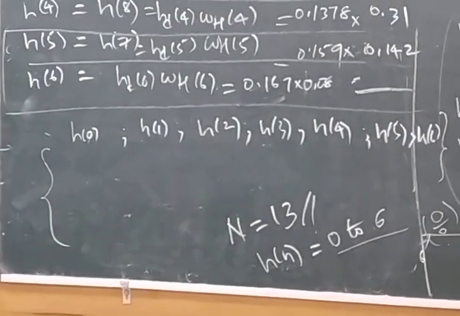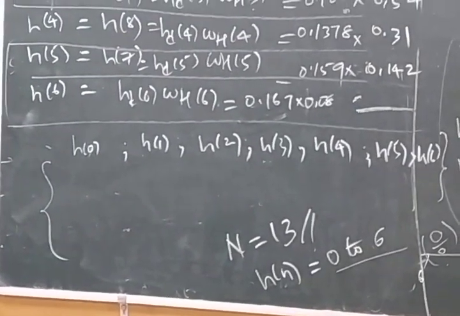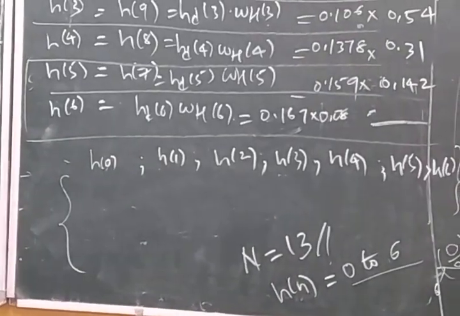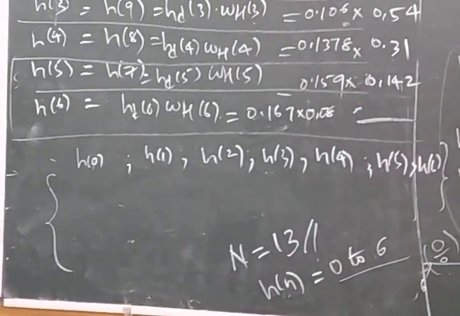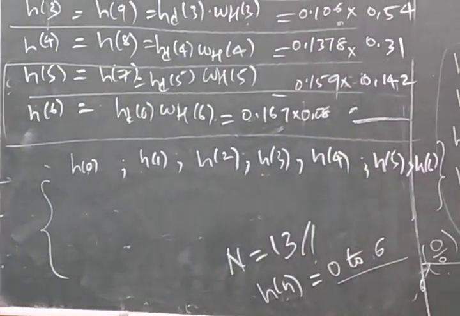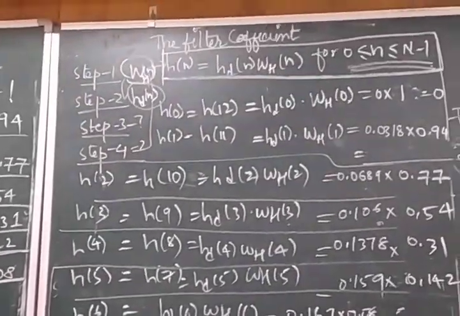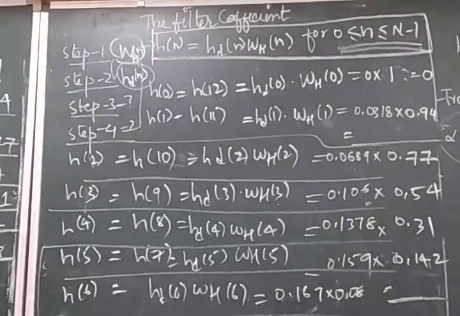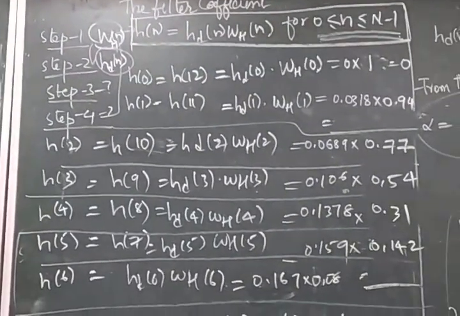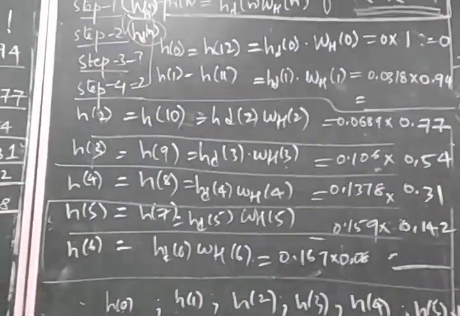This is the complete answer for finding the filter coefficients of finite impulse response filters by using the Hamming windowing technique. So these are the 4 steps we have to follow: step 1, WH of n, then hD of n, and getting that hD of n in terms of h of n, and writing the filter coefficients.